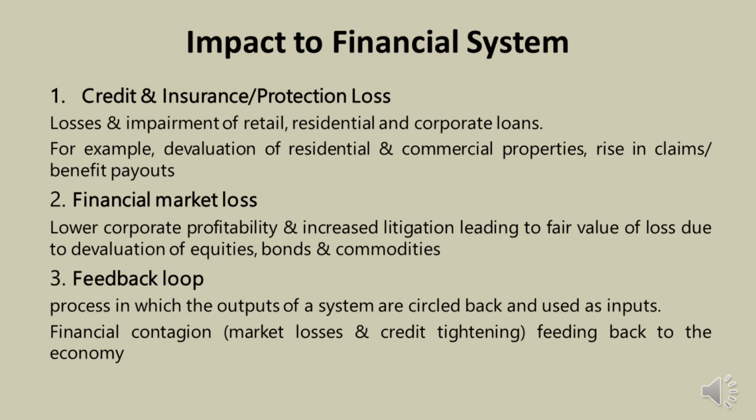The second one is the financial market loss. Lower corporate profitability and increased litigation lead to fair value loss due to devaluation of equities, bonds, and commodities. The third one is the feedback loop. It's a process in which the output of a system is circled back and used as input. For example, financial contagion feeding back to the economy.